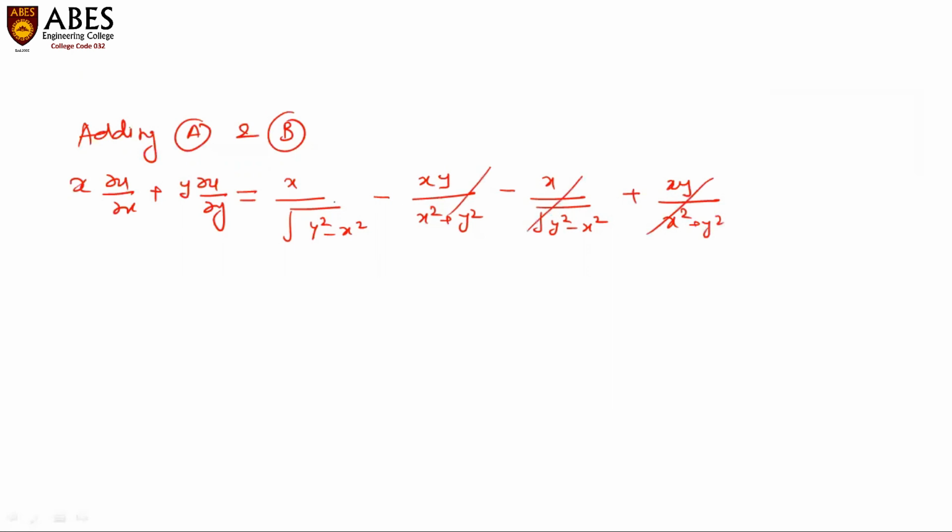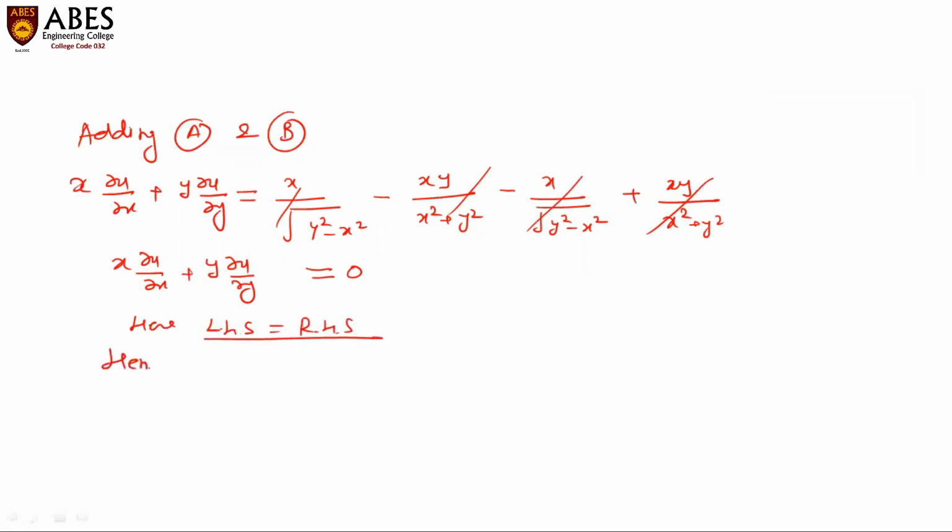So we can cancel these terms. We will get the answer as 0. So x del u del x plus y del u del y equal to 0. This is the value of the left hand side. So we can say here left hand side equal to right hand side.